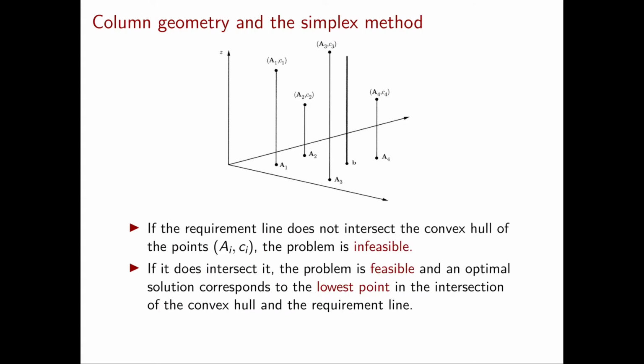At this point, we can easily visualize when our problem is feasible or infeasible. In fact, if the requirement line does not intersect the convex hull of the points (A_i, c_i), then there is no way of obtaining b as a convex combination of the A_i. Therefore, the problem is infeasible. On the other hand, if the requirement line intersects the convex hull of the points (A_i, c_i), then the problem is feasible, and an optimal solution will correspond to the lowest point in the intersection.